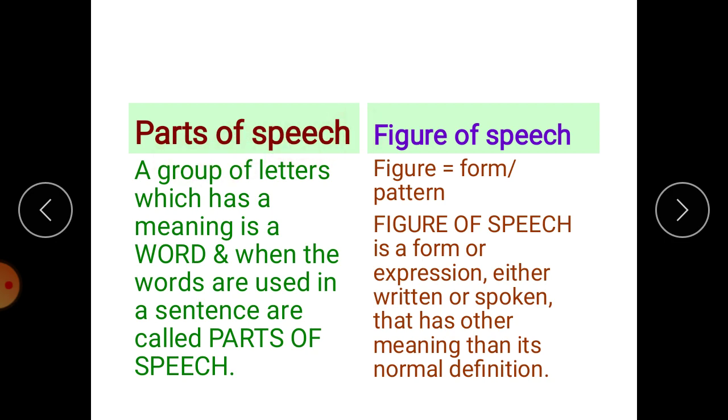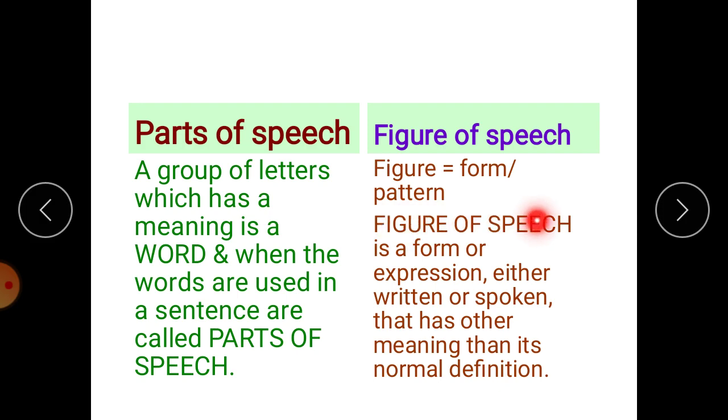A group of letters which has a meaning is a word, and when the words are used in a sentence they are called parts of speech. As you know, there are 8 parts of speech in the English language: noun, pronoun, verb, adjective, adverb, preposition, conjunction, and interjection. And figure of speech. What does figure mean here? Figure means form or pattern.